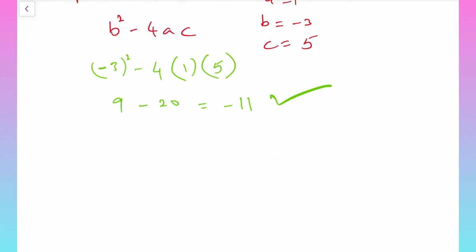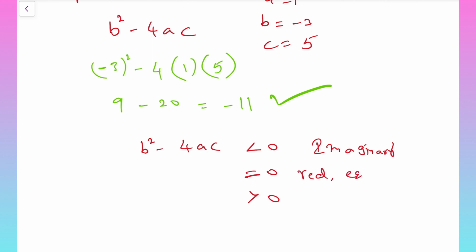That is comparing this value, b square minus 4ac, with 0. Whether that value is less than 0, or exactly equal to 0, or greater than 0. If b square minus 4ac is less than 0, then the roots are imaginary. If b square minus 4ac is exactly equal to 0, then the roots are real and equal. If b square minus 4ac is greater than 0, then the roots are real and distinct. Distinct is nothing but different.